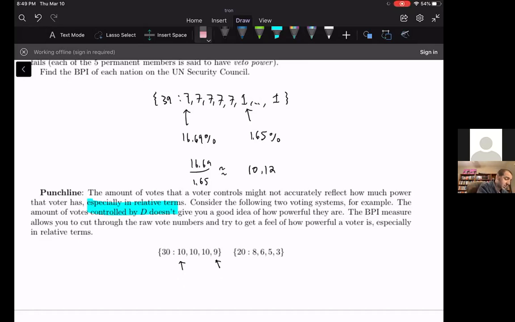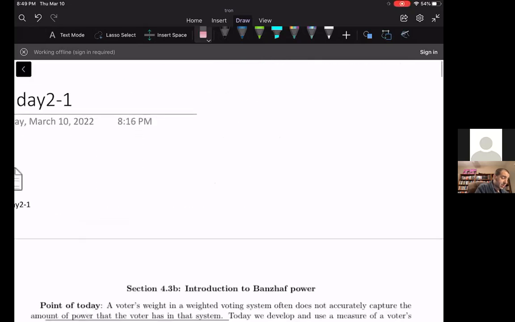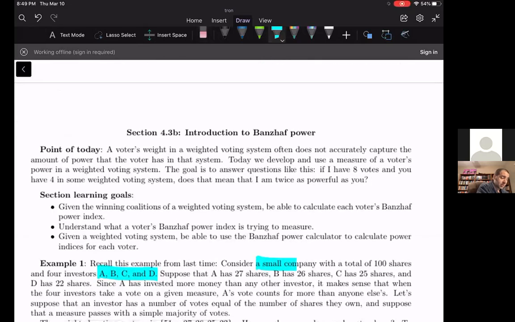Now, by contrast, again, you should practice this on the calculator. In this system, every voter has 25% of the power, even though 3 is much smaller than 8. Okay, so again, that's why this notion is useful. Now, the very last thing I'll say is, next time I want to give you some historical context. So I want to practice with this concept more and give you some historical context.